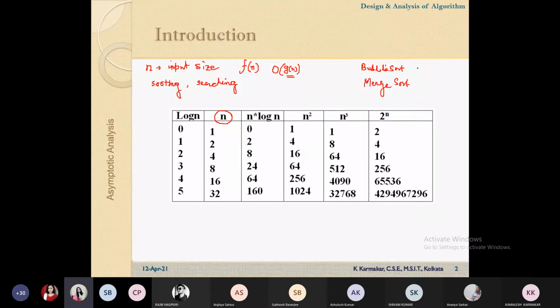We know that G(n) equals big O of n square for bubble sort. Whereas in case of merge sort, what will be the value of G(n)? G(n) can be represented as big O of n log n.